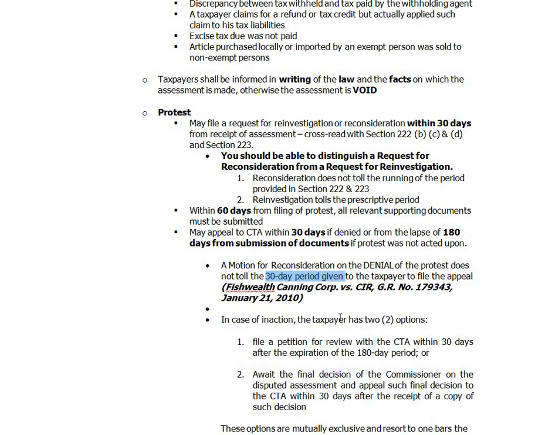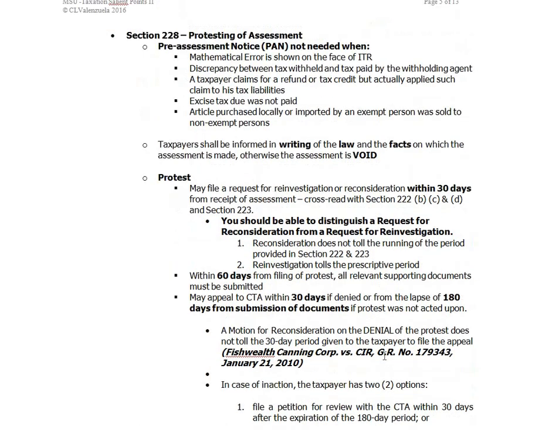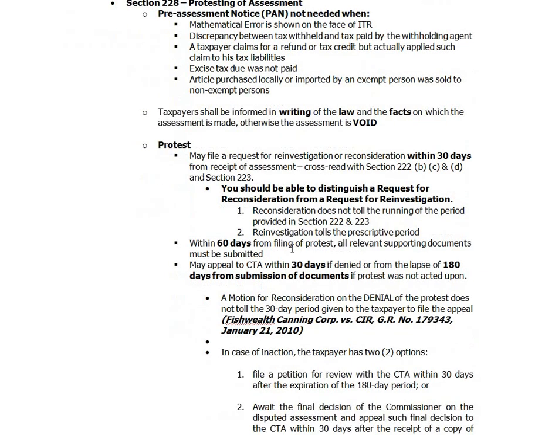It's either after you receive the denial, you go directly to the Court of Tax Appeals. And in case of inaction, you have two options. You file directly with the CTA within 30 days after the expiration of the 180-day period, or you await the final decision of the commissioner, and you're still given 30 days to go to the CTA. And these options are mutually exclusive, and resort to one bars the application of the other. So you remember this, the rule here in Section 228.